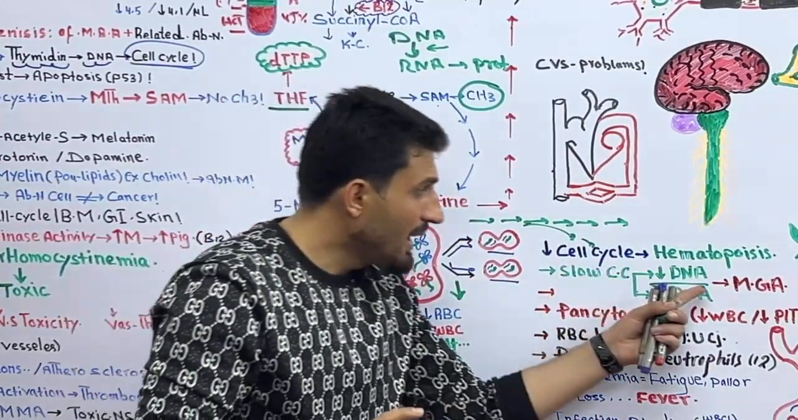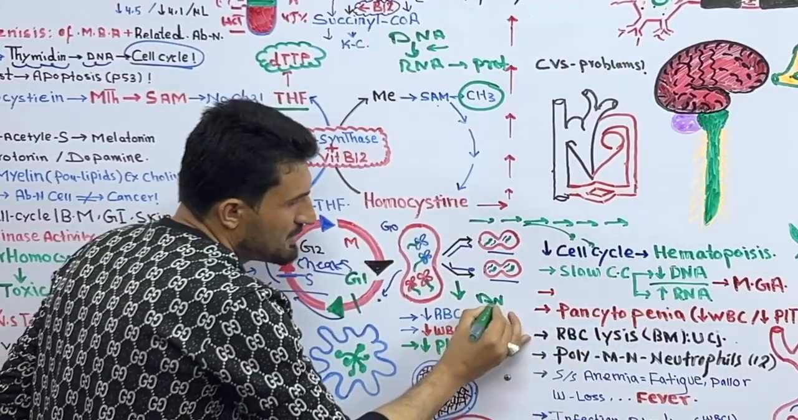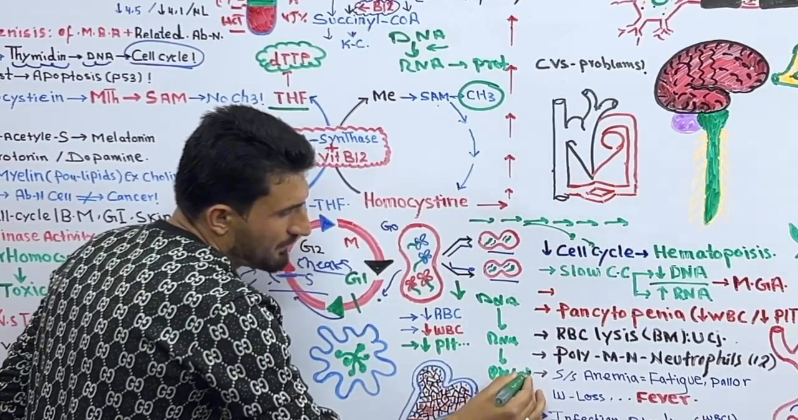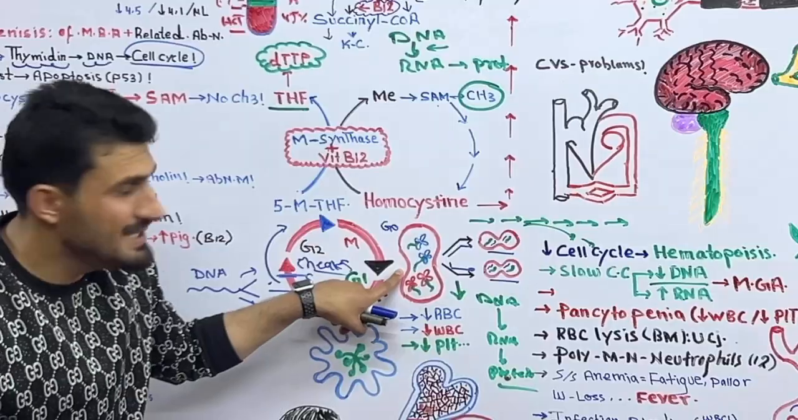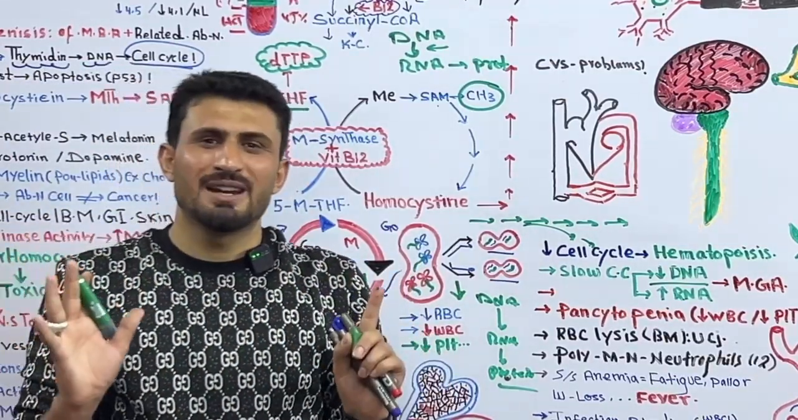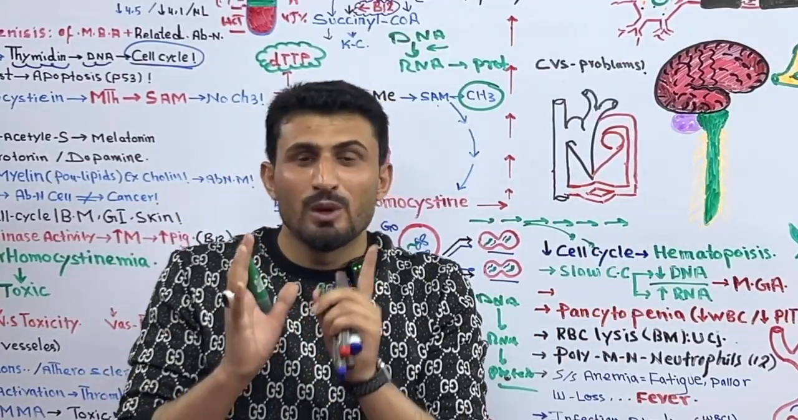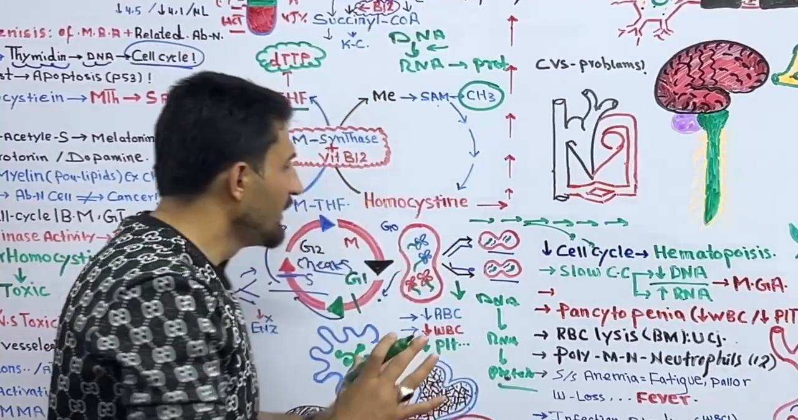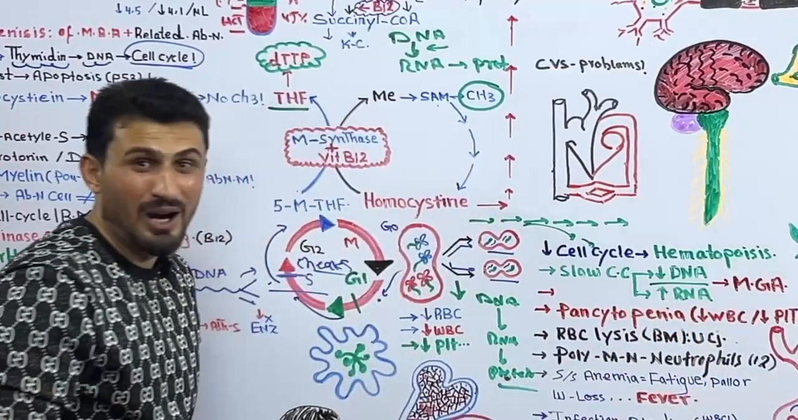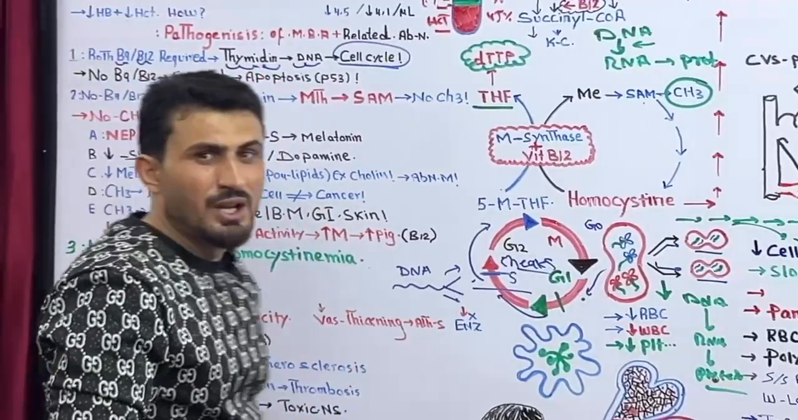And there is no problem with RNA synthesis. For example, this is DNA. From DNA I'm making RNA. From RNA I'm making protein. One of the most important proteins inside the RBC is hemoglobin. So I can make enough hemoglobin. It's not like iron deficiency anemia. In iron deficiency anemia, the problem was with making of hemoglobin, but here hemoglobin synthesis is normal. It means RNA production is normal. Why? Because in RNA production, instead of thymidine, I use uracil.